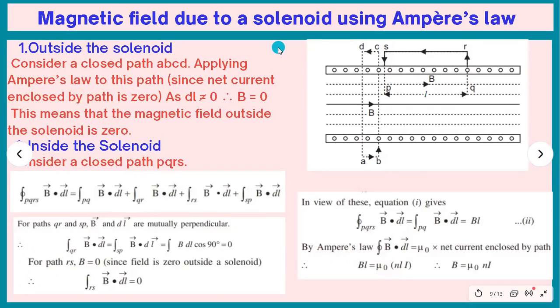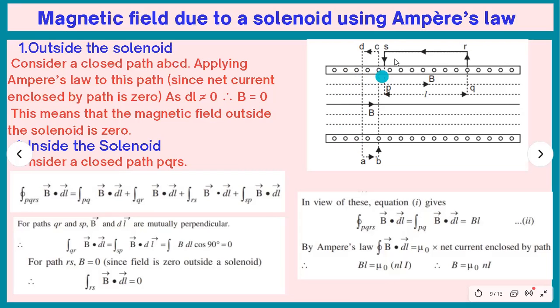Magnetic field due to a solenoid using Ampere's circuital law. Now, for finding the magnetic field outside the solenoid, we consider a path A, B, C, D. Here, the net current enclosed by this path is 0, because the current that enters the solenoid here leaves the solenoid over there. So the net magnetic field will be equal to 0.